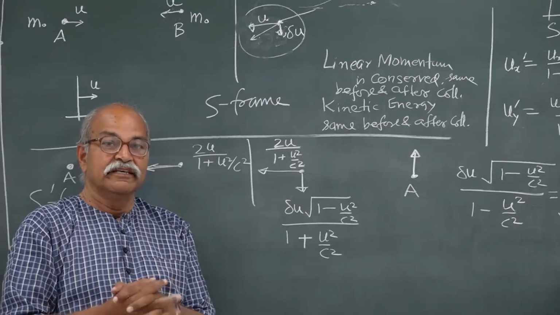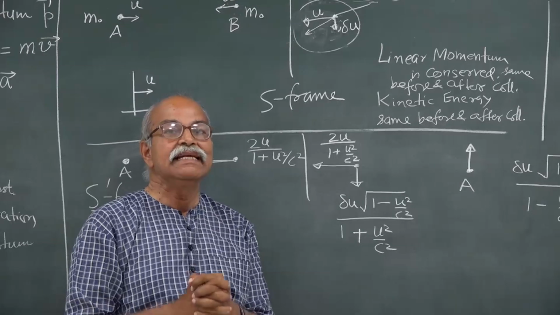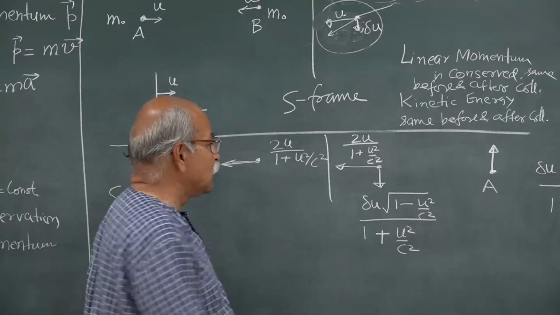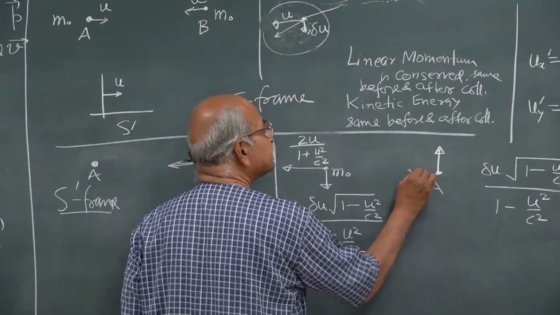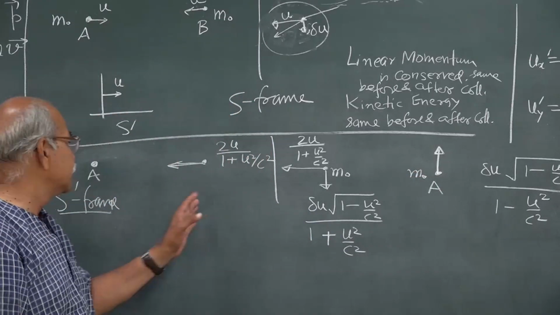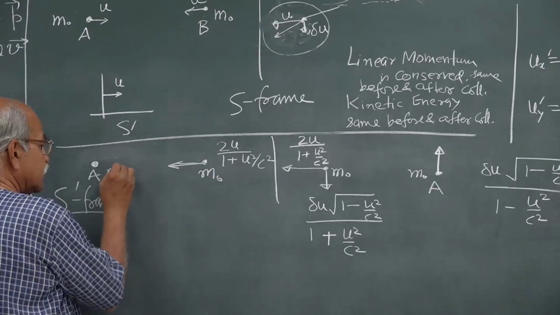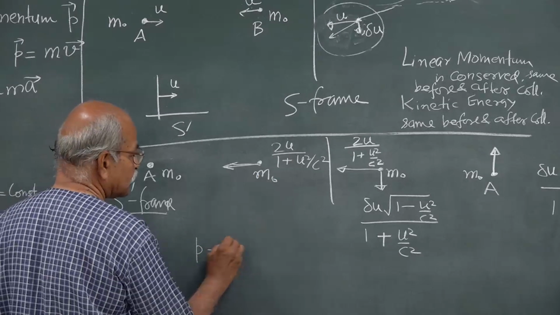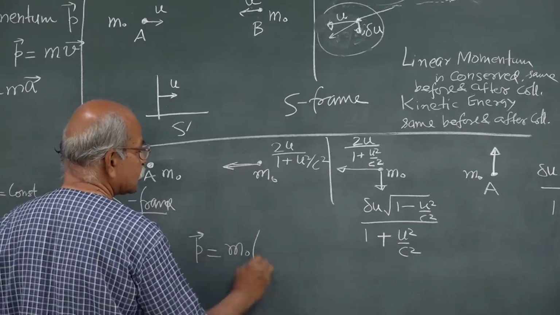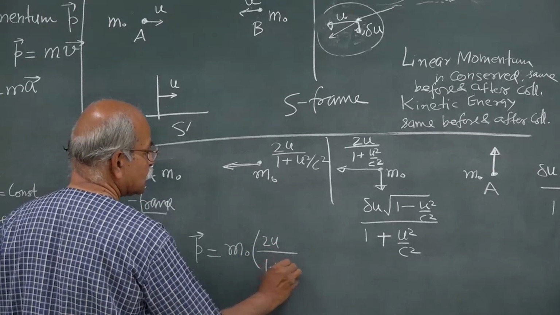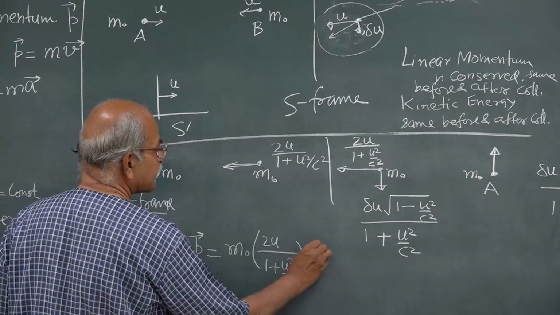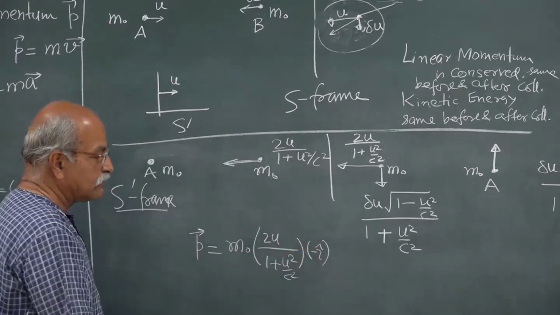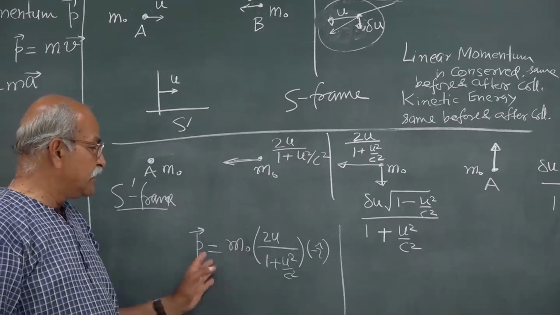Now you see, if I define the linear momentum as mass times velocity, the mass here is m naught. In x direction, the momentum p is m naught times velocity. Velocity is this, 2u by 1 plus u square by c square, in negative x direction. That is the linear momentum here. Py is 0, so this is the whole linear momentum. Px is this and py is 0.